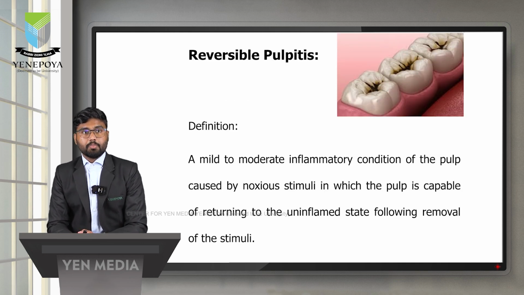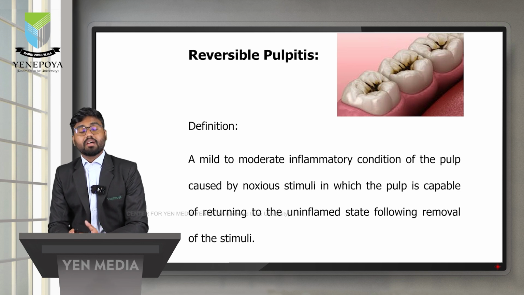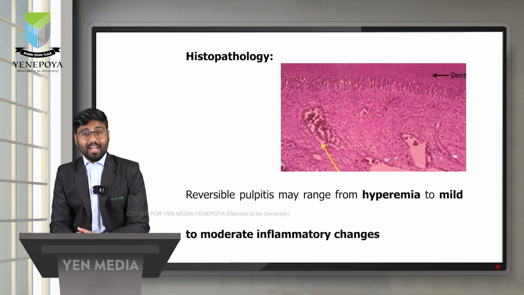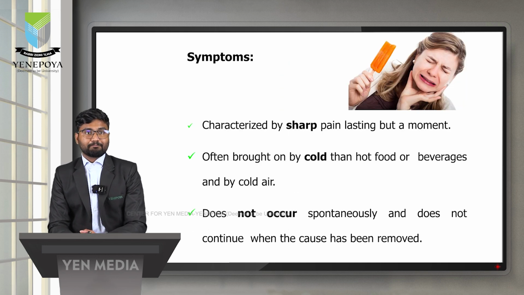First one is reversible pulpitis. It is defined as a mild to moderate inflammatory condition of the pulp caused by noxious stimuli in which the pulp is able to return to its uninflamed state once the stimuli is removed. Coming to the histopathology, we can see that in reversible pulpitis, it can range from mild hyperemia, that is increase in the blood vessels, to mild to moderate inflammatory conditions.